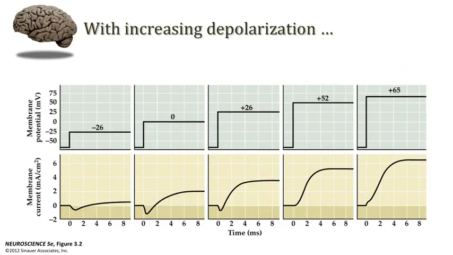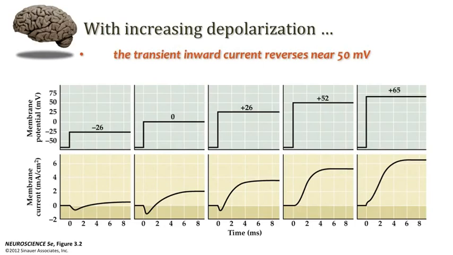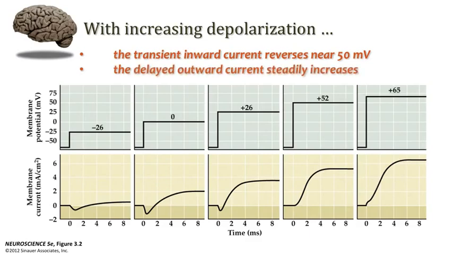Well, these considerations allow us to make a couple of points. First of all, we see that this transient inward current appears to be nulled out with membrane potential around 50 millivolts. And then when we go beyond 50 millivolts, or in this result, perhaps precisely 52 millivolts, this inward current reverses. It becomes an outward current. The second observation we make here is that the delayed outward current steadily increases with increasing depolarization.